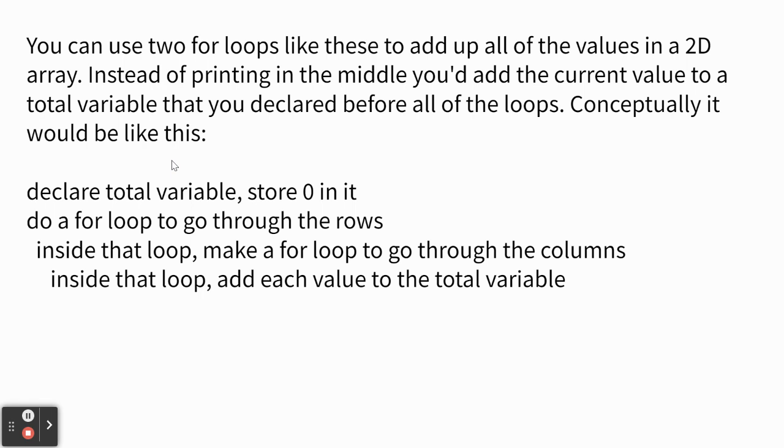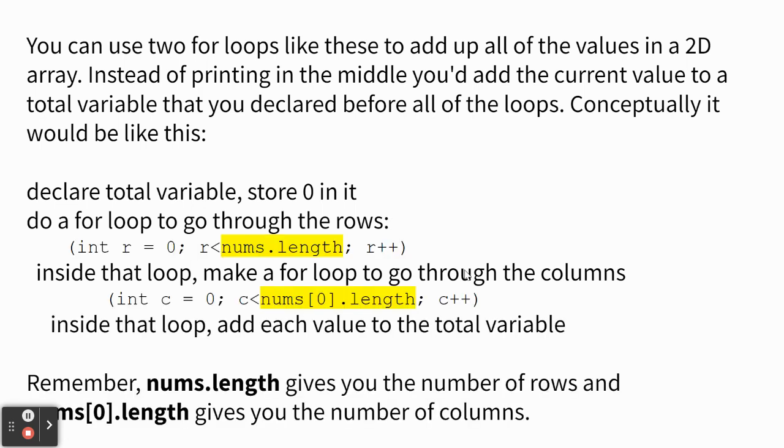So you can use 2 for loops like this to add up everything in a 2D array. So instead of printing, you could be adding to a total variable. Conceptually, I'm walking you through this. Declare a total variable to store 0 into it, and then do a for loop for all the rows. Inside that loop, do a for loop to go through all the columns, and then inside, add a variable to the total variable. So I write the code.